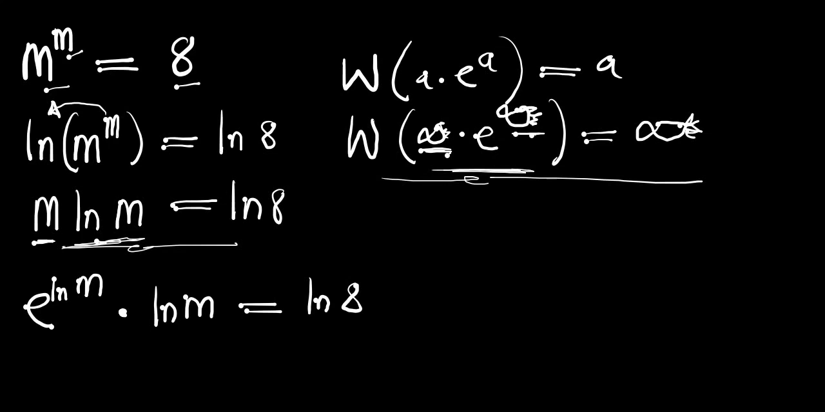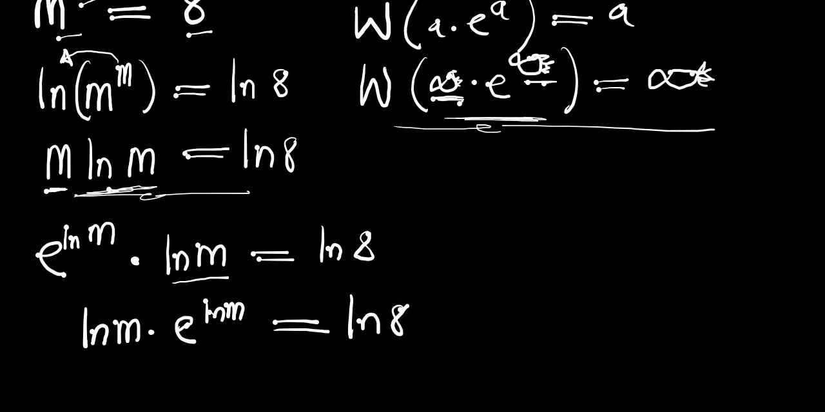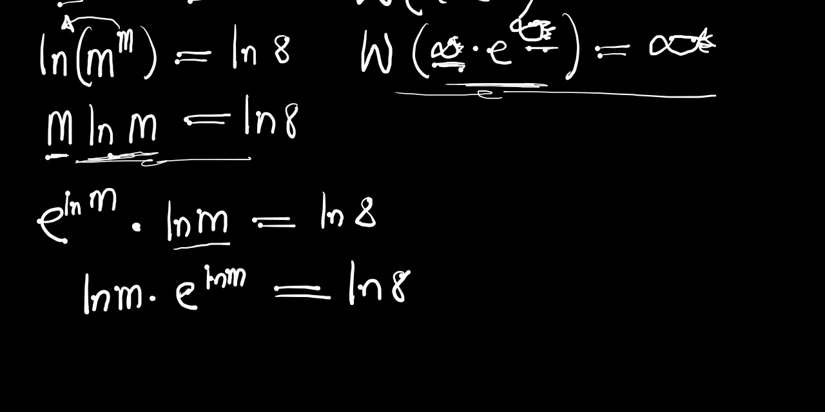Now the next thing we are going to do is to change the order. We can decide to bring this ln of m before the e power ln of m. So let's go ahead and do that. We have ln of m times e power ln of m, and this equals ln of 8. Now look at what we have here in the left-hand side of this equation. Here the coefficient is ln of m, and this corresponds to what we have here, where we have the fish, and the exponent is ln of m, and this corresponds to a fish as well.